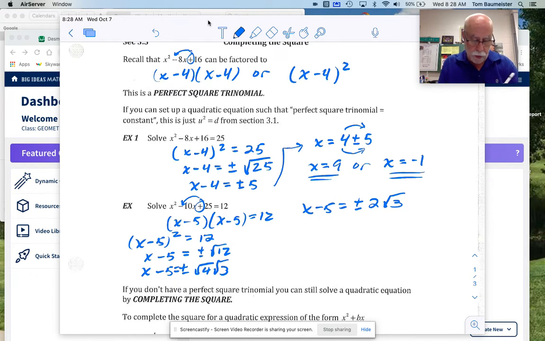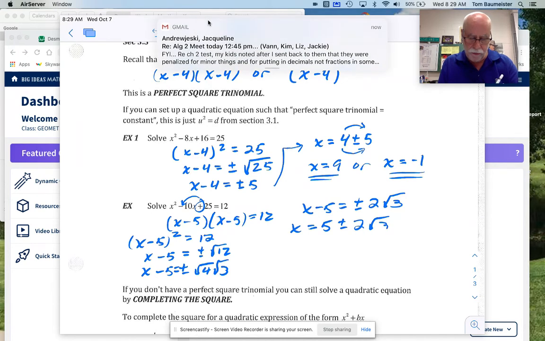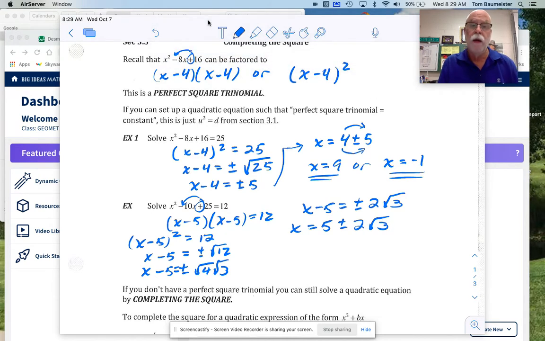All right. And then again, I'm going to take the 5 over, so I'll get x is equal to 5 plus or minus 2 times the square root of 3. So when I do that, this here is your exact solution. Look and see what they're asking you, ladies and gentlemen. This is your exact solution.